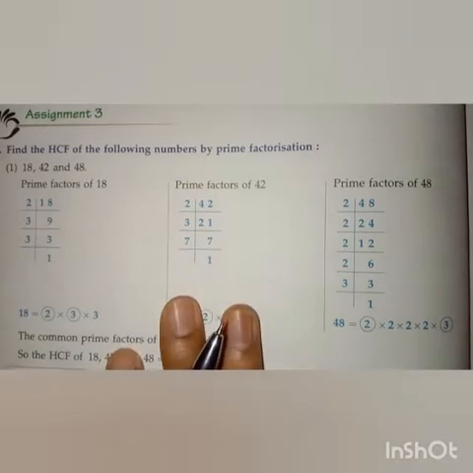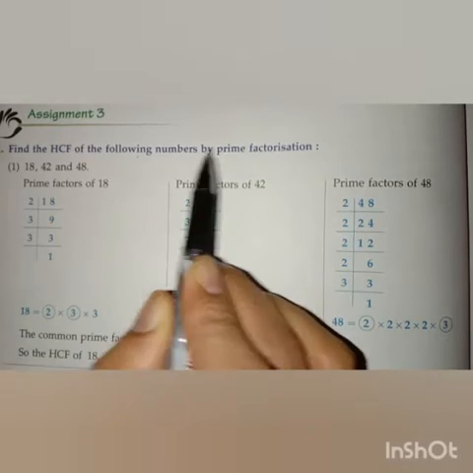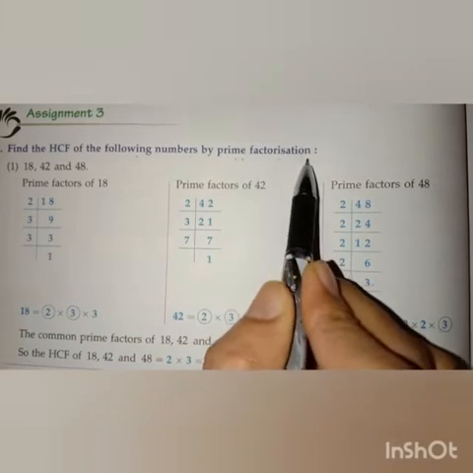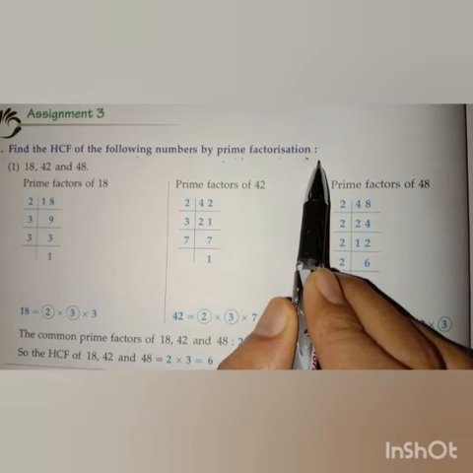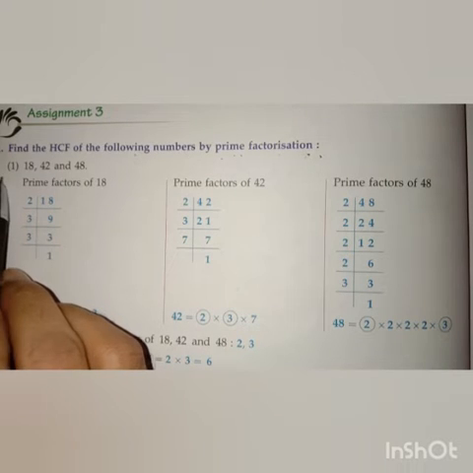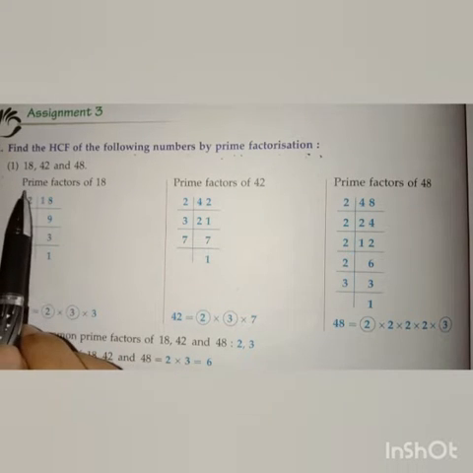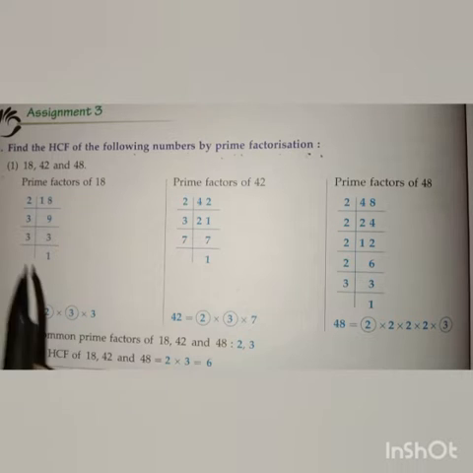The next assignment, 3: find the HCF of the following numbers by prime factorization. So by prime factorization, we have to find out the HCF of the following numbers. Your first question they have done, let us see. First of all, we have to find out the prime factors of the given numbers, and then we have to find out the common prime factors of the factors, and then we have to find out the HCF. Okay, let us see the first question.